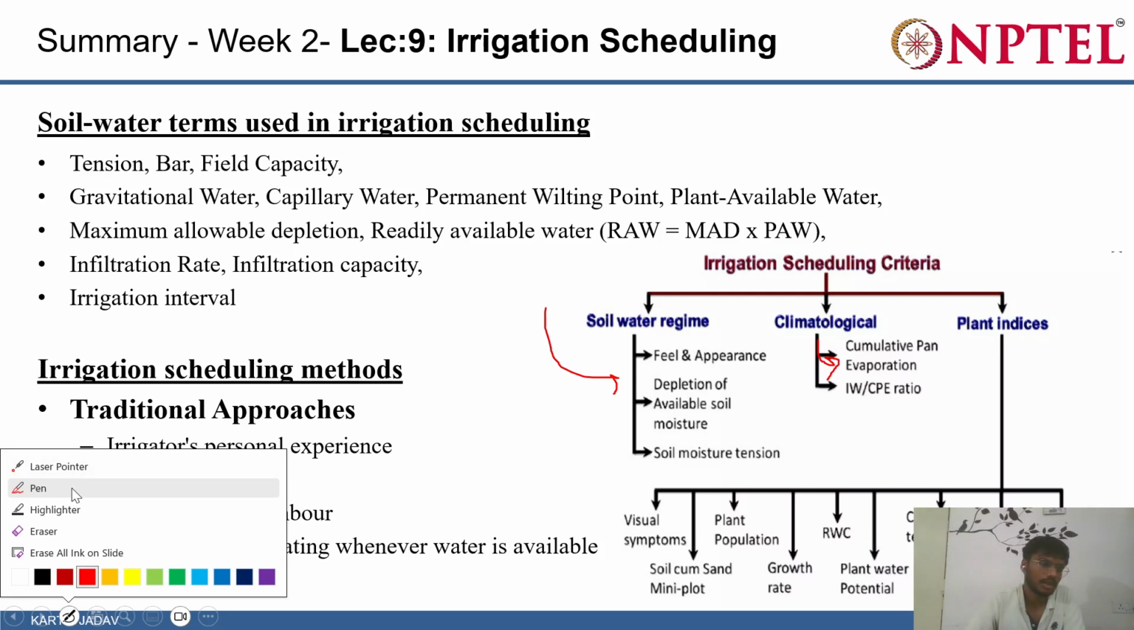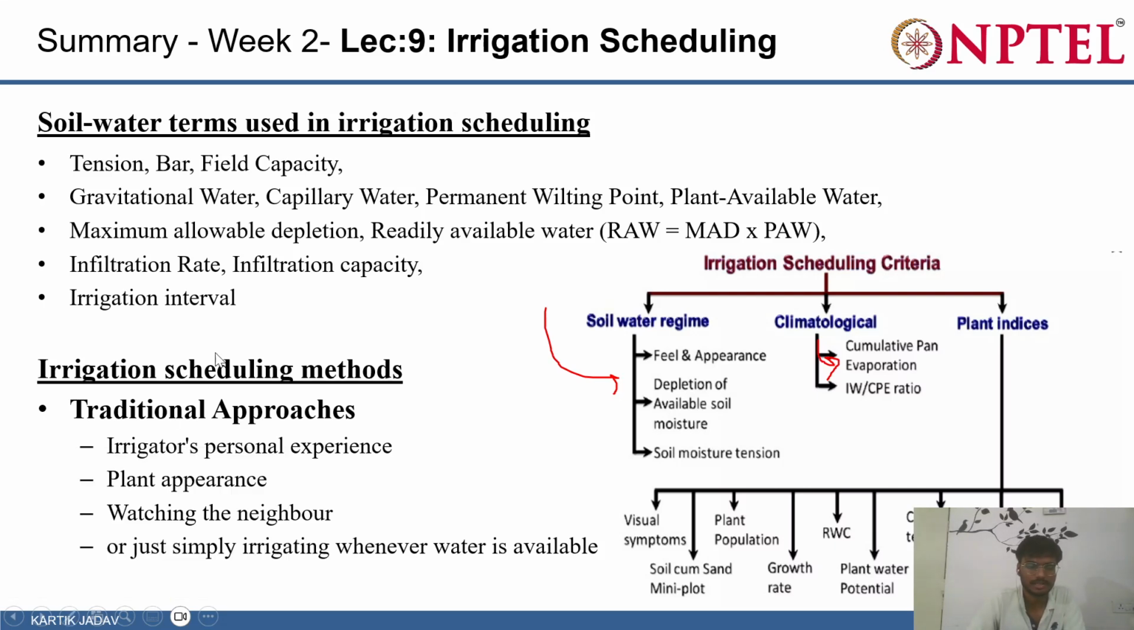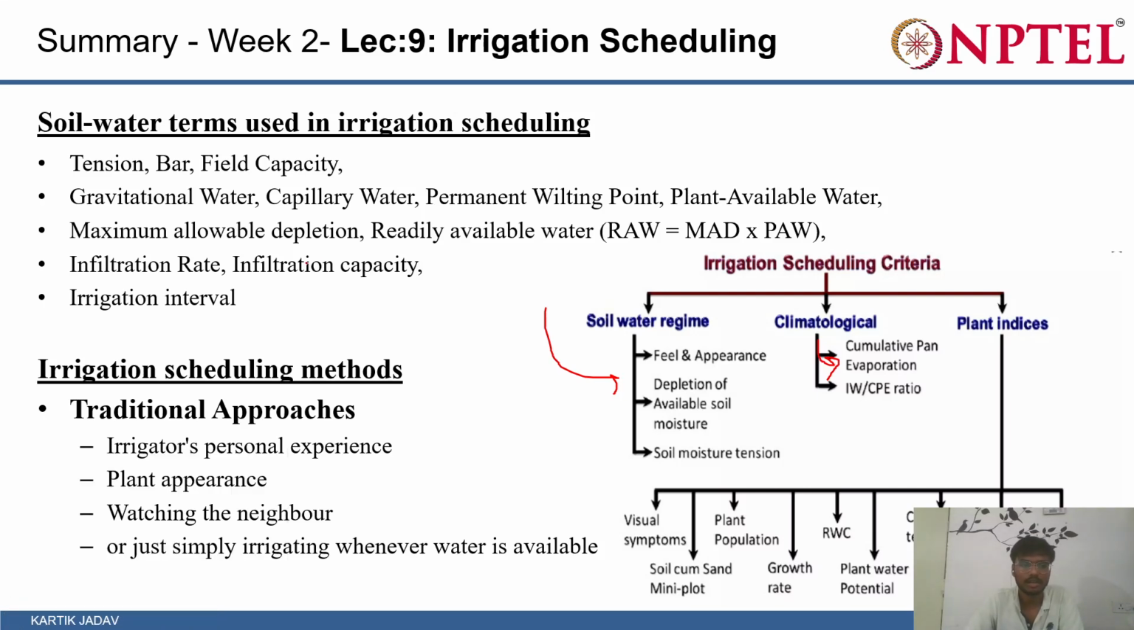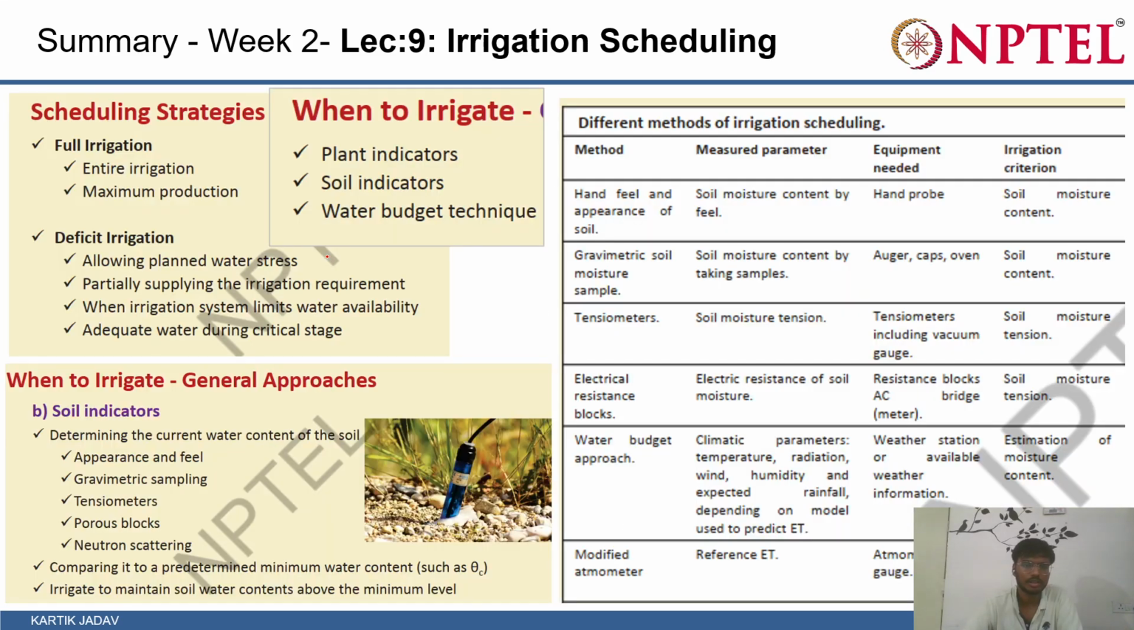Now the question comes of how to apply irrigation. For that we have different kinds of methods, right? That we'll learn in the upcoming weeks, like furrow irrigation, drip irrigation, basin irrigation, sprinkler irrigation. There are a lot of methods. So that we'll discuss, and currently we'll stick to this.